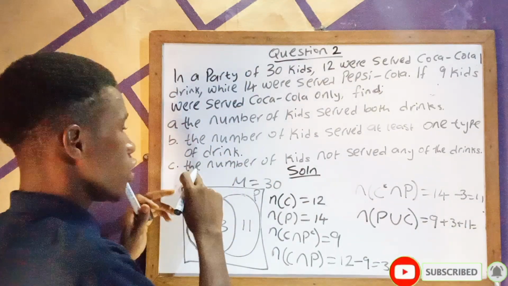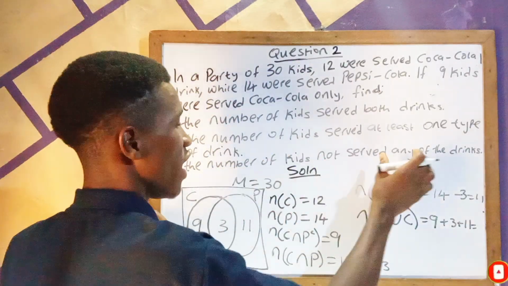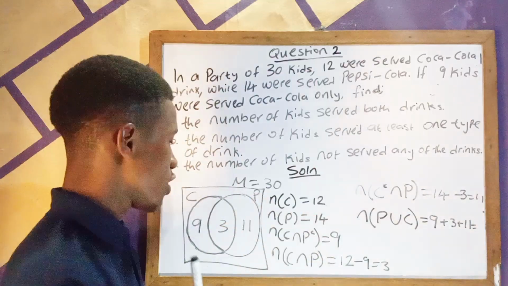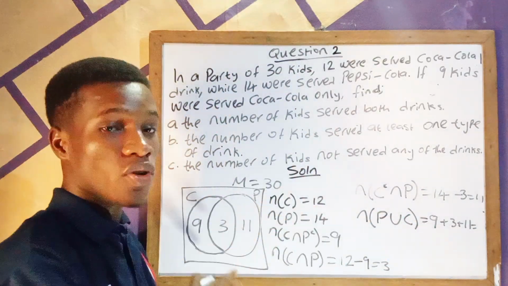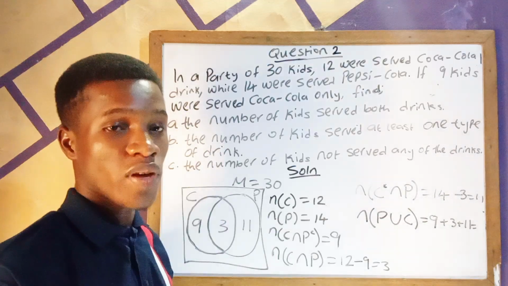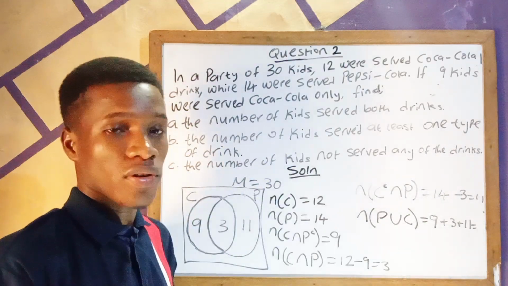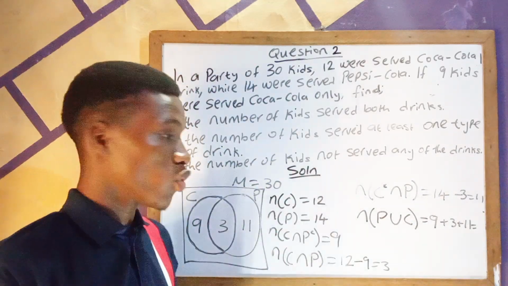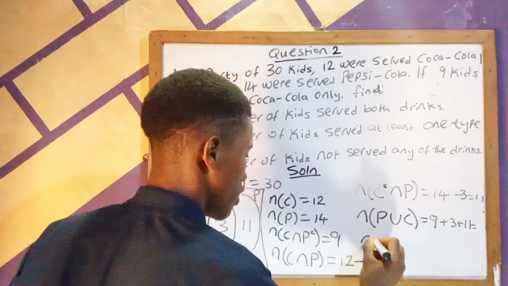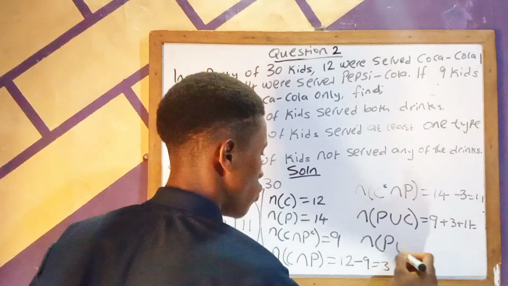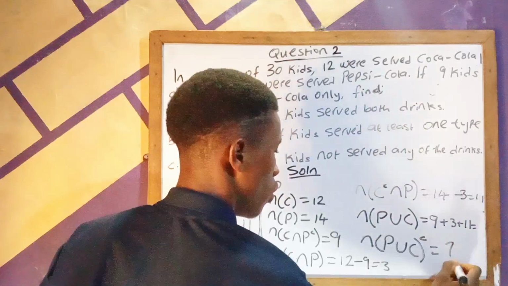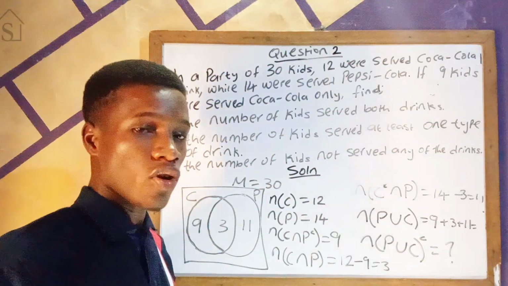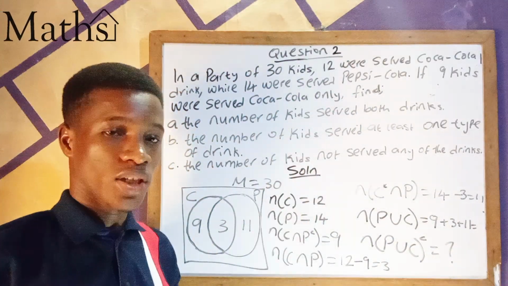So finally, the number of kids not served any of the drink. That means the complement of this, those who were not served any of the drink. They just came to the party, maybe they feel like not drinking, or they were just not served any drink. So you solve it as the cardinality of P union C complement. Put it also in the comment below and we'll get to check the right answer.